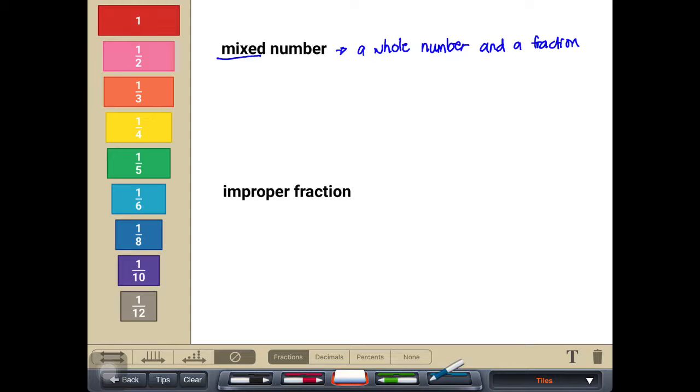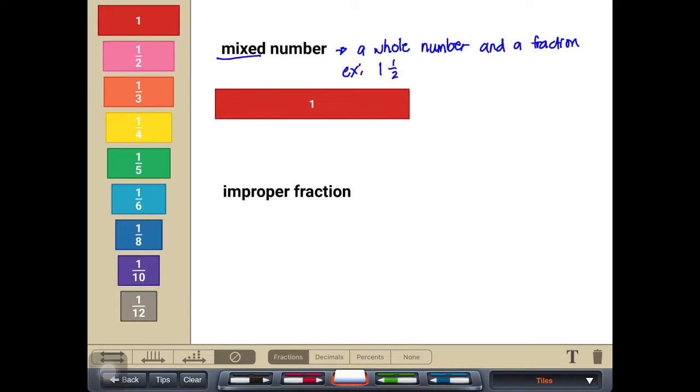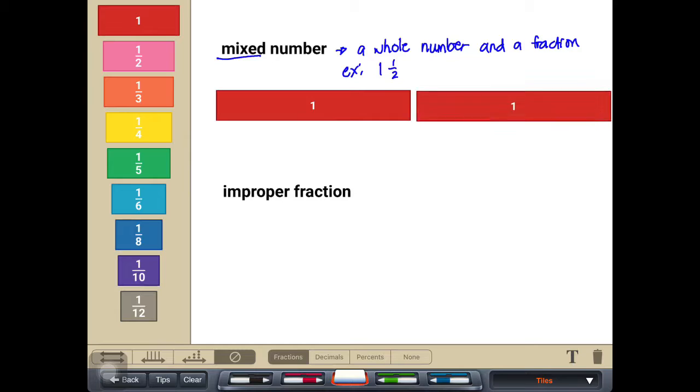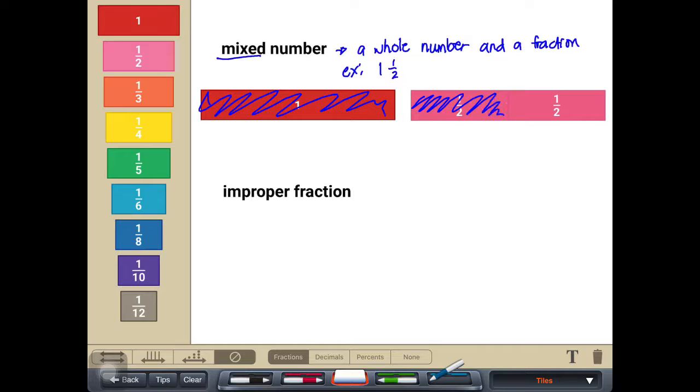For example, 1 and 1/2. Okay? So to show this 1 and 1/2, we have 1 whole and 1/2. So 1 whole, and I just need half of this other whole, so let me just put the halves there first and then shade half of it. There you go. So that's 1 and 1/2.